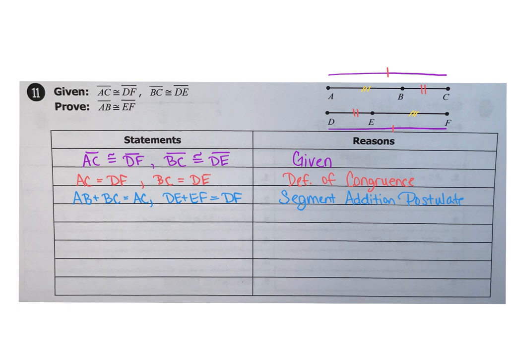Because we know that AC equals DF, we can substitute in here. We can say instead of AC, we'll write this, and instead of DF, we'll write this. So we have that AB plus BC equals DE plus EF, and that is by substitution.